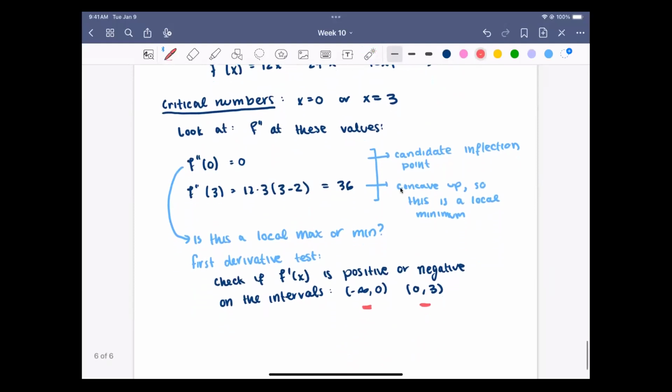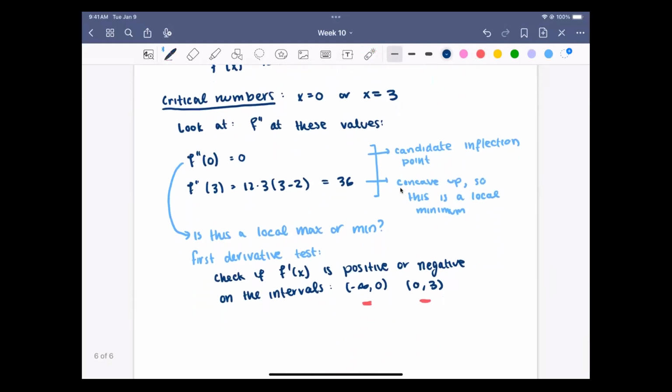So since it's negative for both, the first derivative test tells us if it's going from positive to negative, you have a maximum there, and if it's negative to positive, then you have a minimum, and if it doesn't change sign, then you have nothing there. So since it's negative for both, this is not a local max or min.